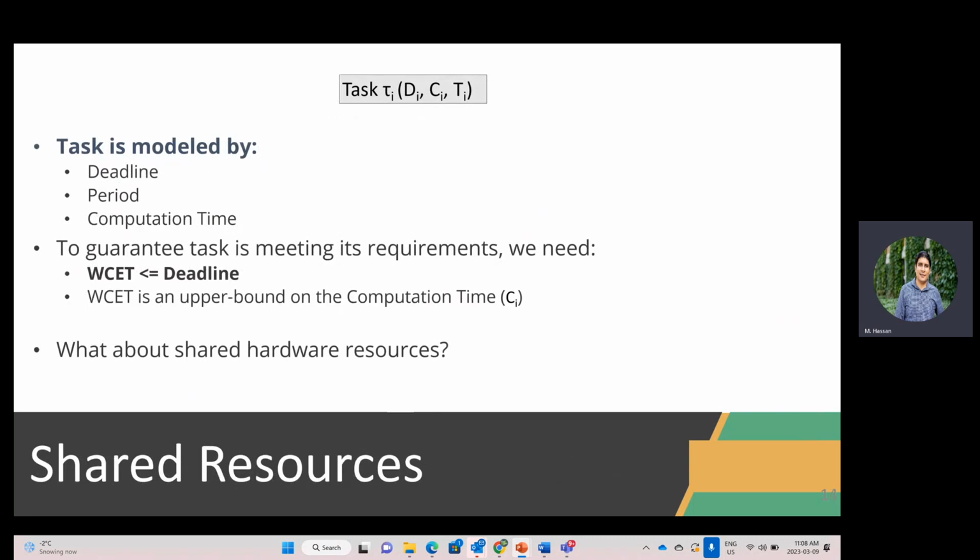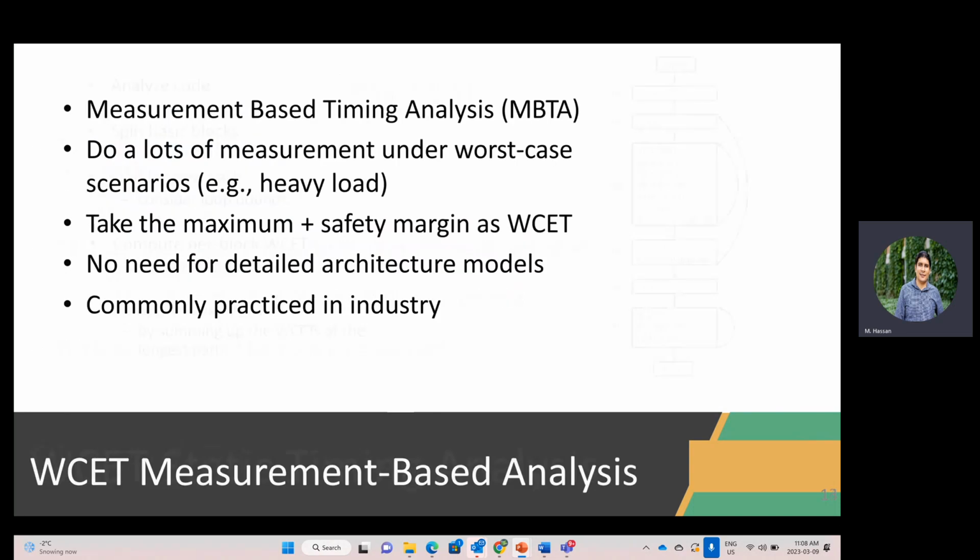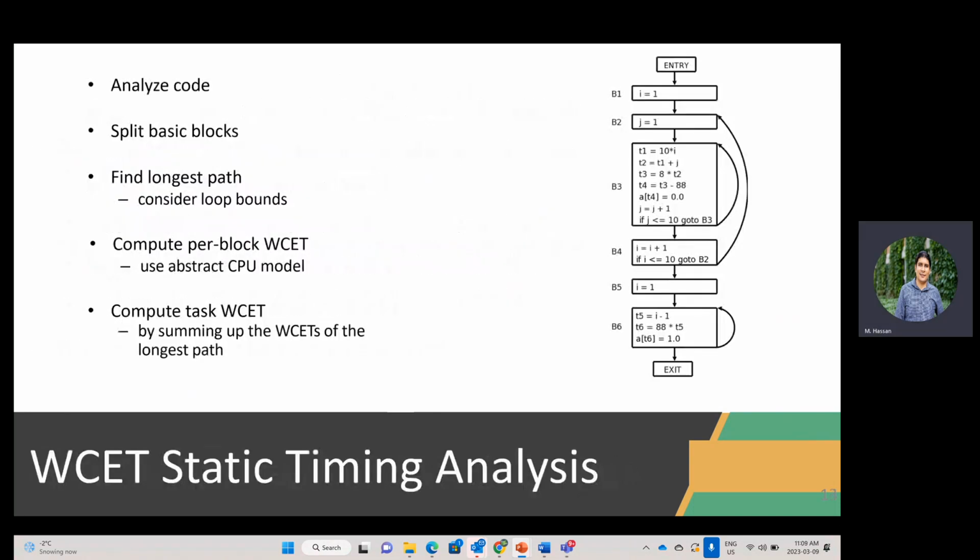Okay, one big problem with either static timing analysis or measurement-based: for example, here, if I analyze this code, we have ignored completely any other task in the system, right? I'm looking into the code of the specific task that I'm analyzing right now. This is assuming that the task is running alone in the processor. It does not access any shared resource. It's not being interfered with by any other task.